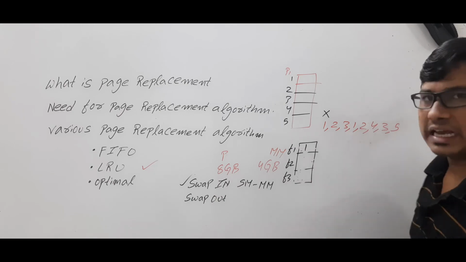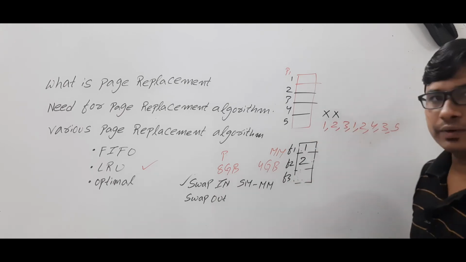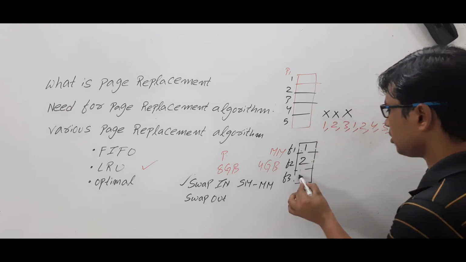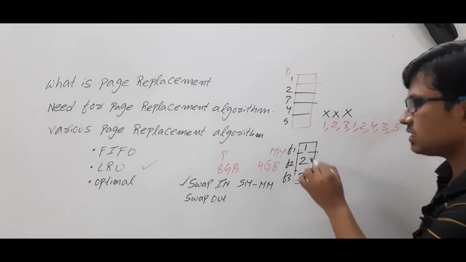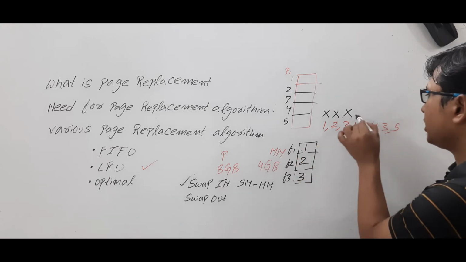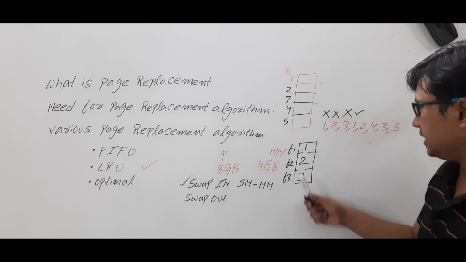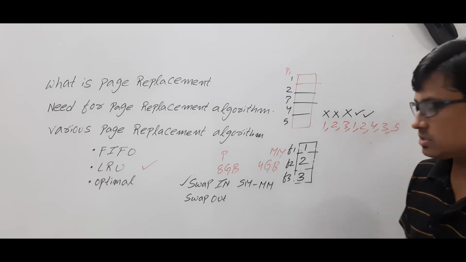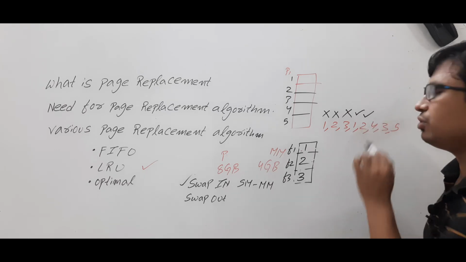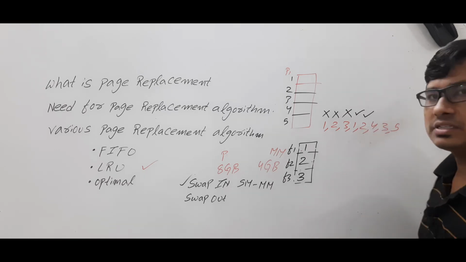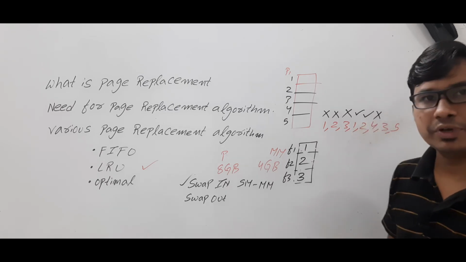Now CPU is trying to access page number 2. Is it available? No, it is a page fault. Then CPU is trying to access page number 3. It is not there, so the operating system will load it. Now CPU is trying to access page number 1. Yes, it is available in the main memory, in frame 1, so it is a page hit. Now CPU is trying to access page number 2. Yes, it is available, so it is a page hit. Now CPU is trying to access page number 4. Is page number 4 available in the main memory? No, it is not available, so it is a page fault.